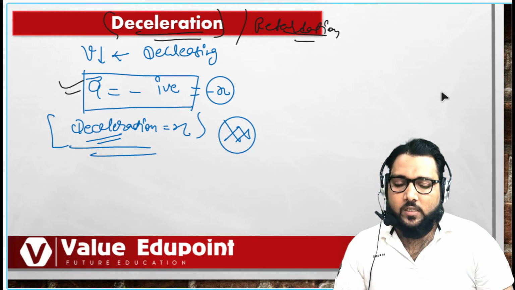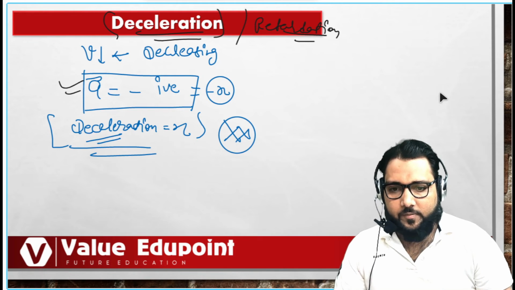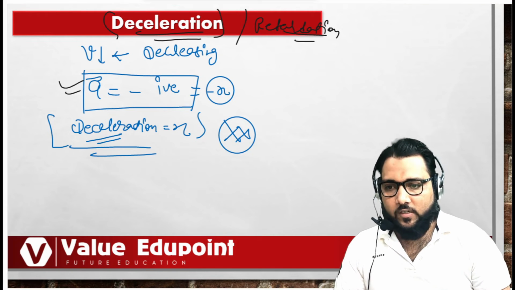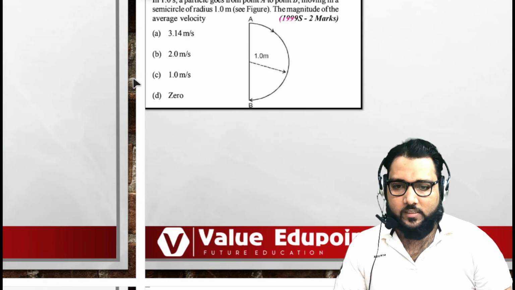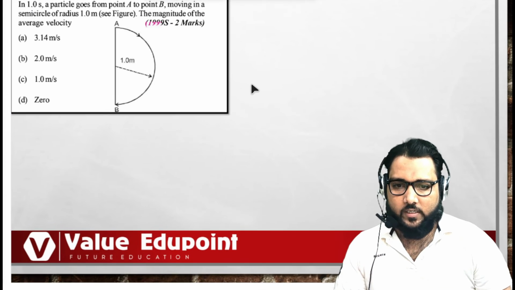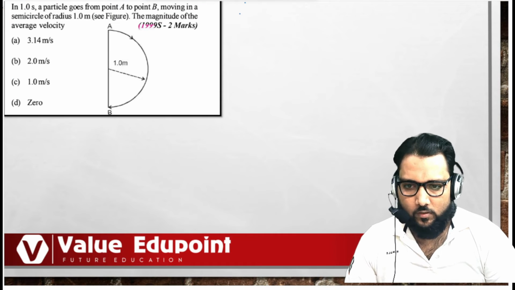We talked about the parameters: position, rest and motion; then distance and displacement; then speed, average speed and instantaneous speed; then average velocity and instantaneous velocity; and average acceleration and instantaneous acceleration. Now we are going to solve problems, so that whatever we learned till now we can understand by applying it. So now we are starting problem number one.